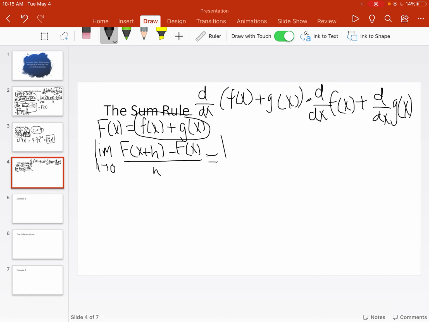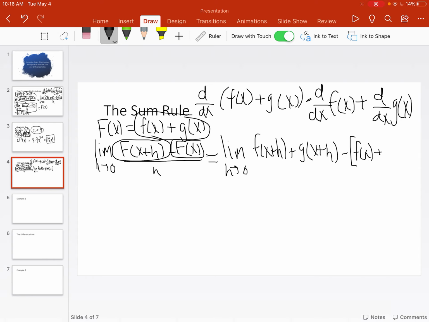We're going to sub this in, right? So what are we going to get? We're going to get a limit as h approaches 0, and we're going to get f of x plus h plus g of x plus h. And now that's this part. So now we've got to sub in this part, and we know that big F of x is equal to small f of x plus g of x. And that means that minus, we're going to put these brackets here, f of x plus g of x.